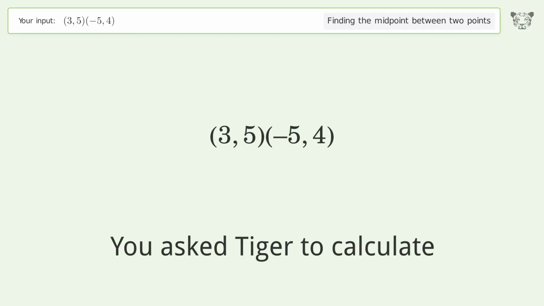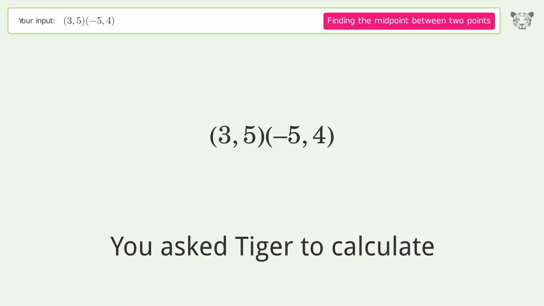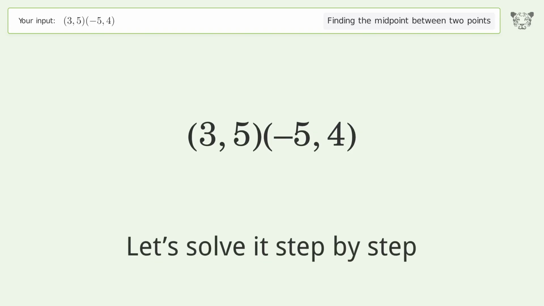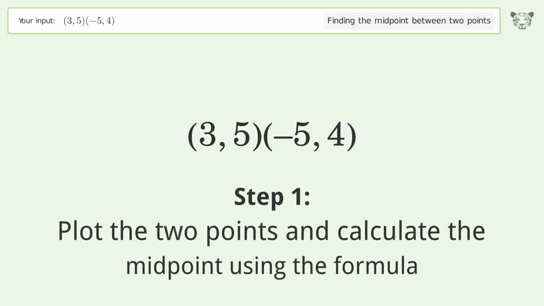You ask Tiger to calculate. This deals with finding the midpoint between 2 points. The midpoint between the 2 points is -1, 4.5. Let's solve it step by step. Plot the 2 points and calculate the midpoint using the formula.